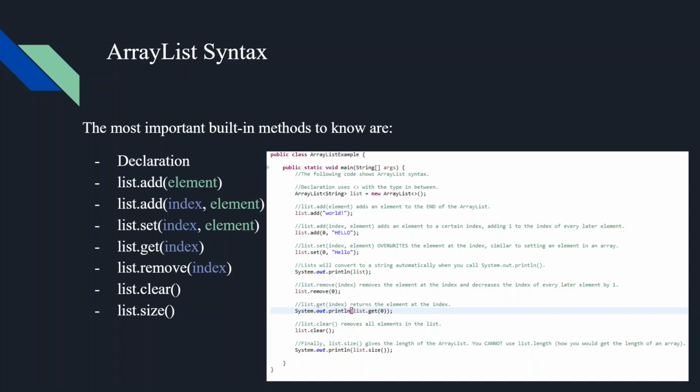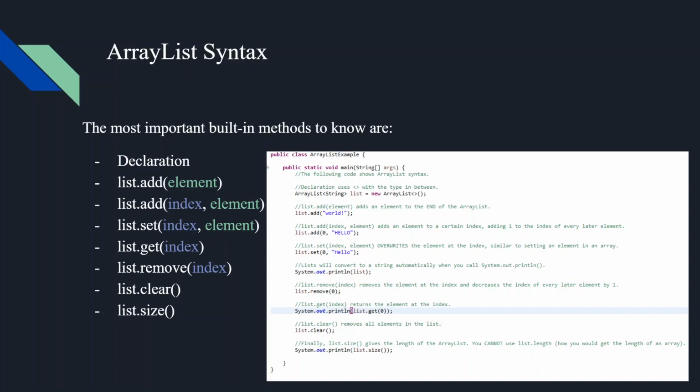ArrayLists have two add methods. Using just an element will add that element to the end of the ArrayList, while using an index and an element will add the element at that index and shift every element with the higher index to the right. The set method replaces the element at the index with a new element, and is similar to changing an array value. Note that you cannot set an element at an index above the array list size, as you can only add an element to change the size.